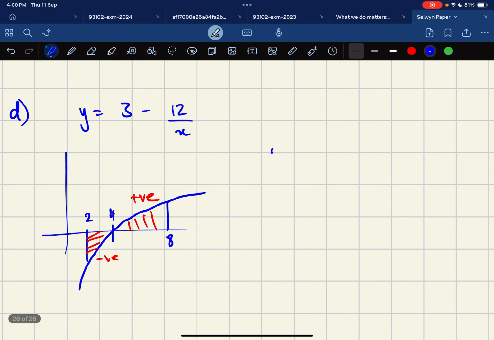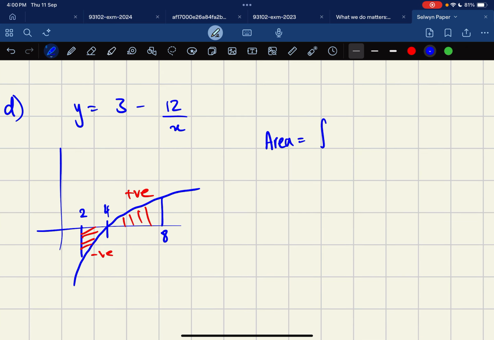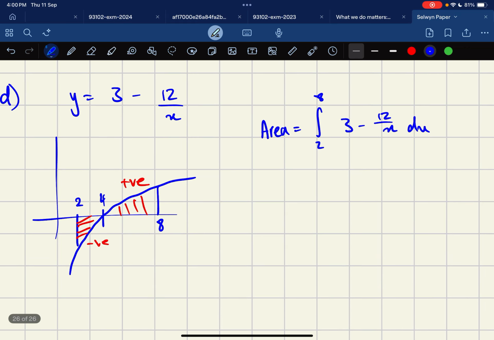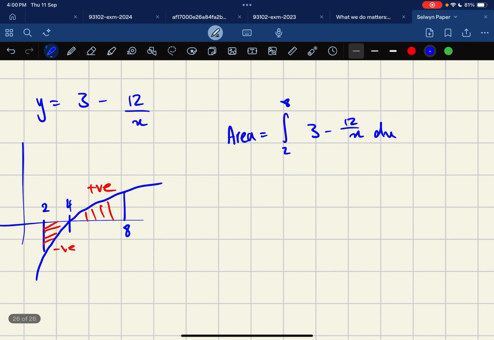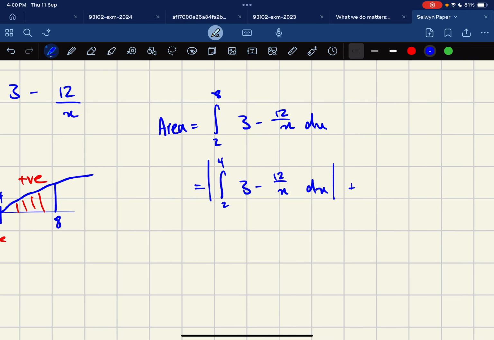So the area is going to be equal to, overall, the integral from 2 to 8 of this function 3 minus 12 over x dx. But because the first one is going to be negative, we need to take the absolute value of the first area from 2 to 4. So this is between 2 to 4 of 3 minus 12 over x dx. And we want the absolute value of that. We just want the positive result. And then we're adding on the area between 4 to 8 of 3 minus 12 over x dx.